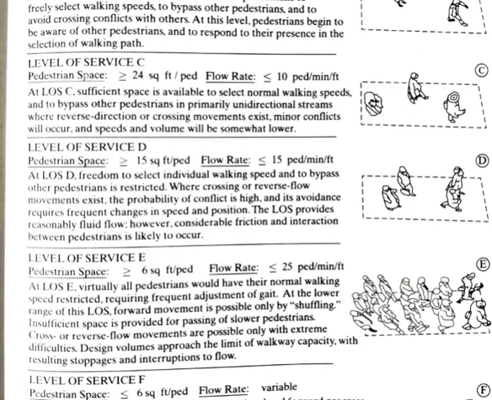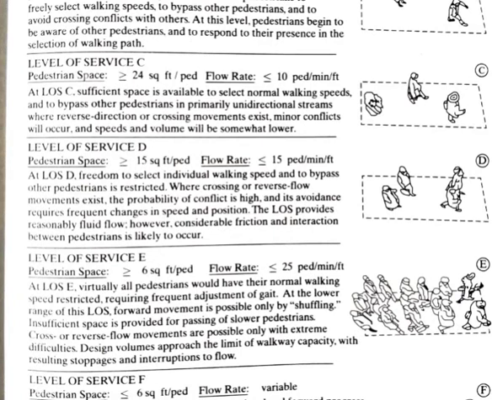Level of service E. Here the pedestrian space is greater than or equal to 6 square feet per pedestrian, and the flow rate is less than or equal to 25 pedestrians per minute per foot. You can see the figure. Here virtually all pedestrians would have their normal walking speed restricted, requiring frequent adjustment of gait. At the lower range of this level of service, forward movement is possible only by shuffling. Insufficient space is provided for passing of slower pedestrians. Cross or reverse flow movements are possible only with extreme difficulty. Design volume approaches the limit of walkway capacity with resulting stoppages and interruptions to flow.